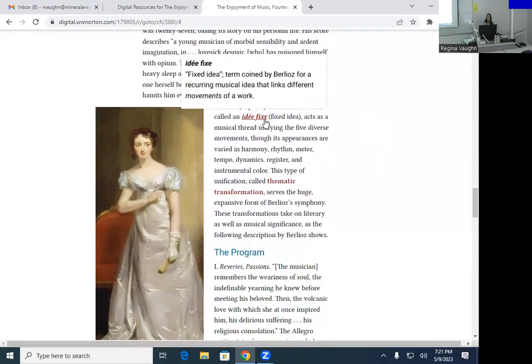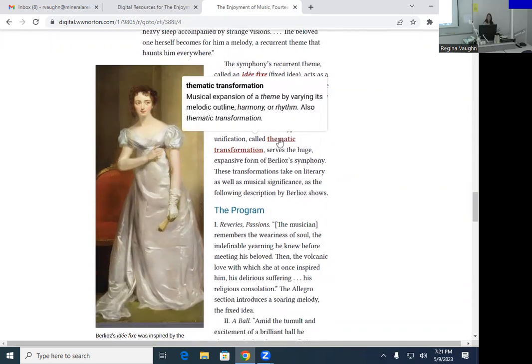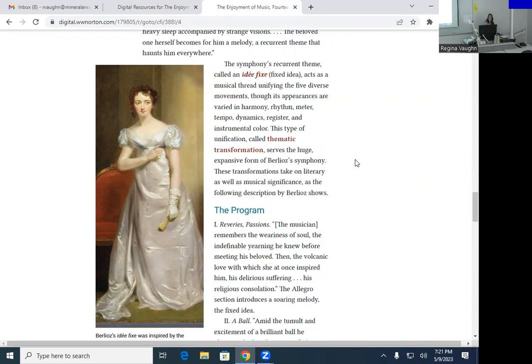The Idée fixe is represented across all 5 movements of the symphony, but it's changed depending on what movement we're in. This is called thematic transformation, where you take the musical theme and you change it, you vary it by the melodic outline or the harmonies or the rhythm. Sort of like a theme and variations, but the Idée fixe is shorter than a typical musical thematic idea. It's really just about 5 or 6 notes.